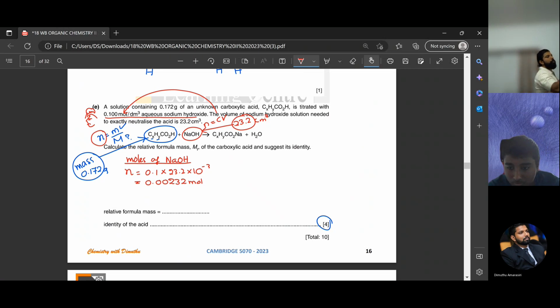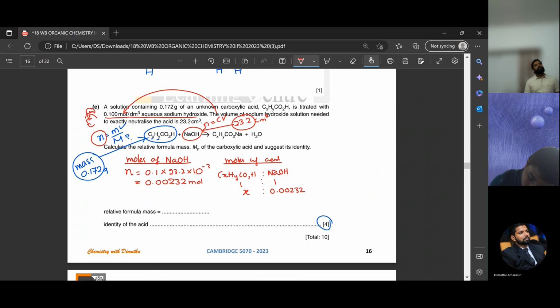Right. Then moles of acid. CxHy(COOH)2 reacts with NaOH in the ratio 1:1. This is 0.00232, and this is x. Then this is the same moles. Okay? Follow me? So, molar mass.